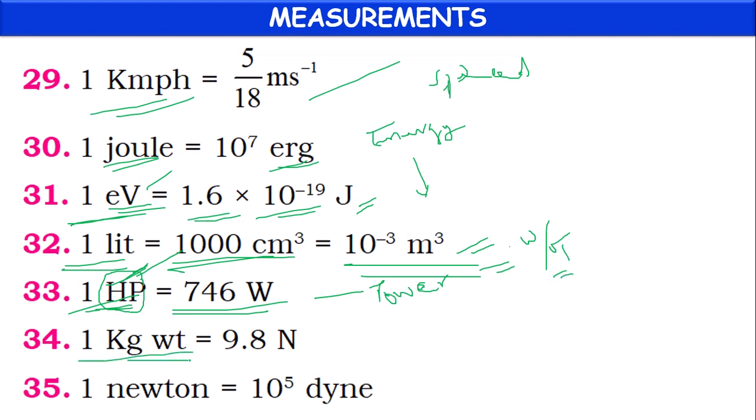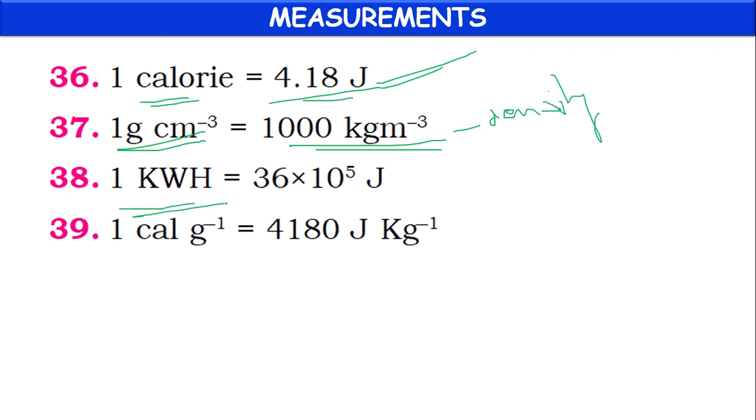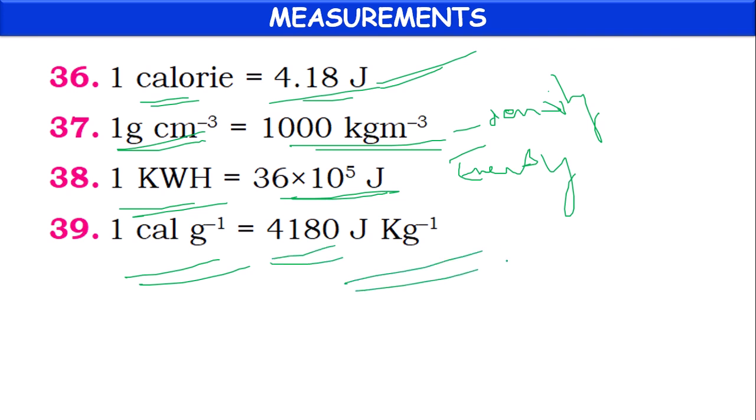1 kg weight, 9.8 newtons. Units of force. 1 newton, 10 power 5 dynes. 1 calorie, 4.18 joules. Energy units. 1 gram per centimeter cube, 1000 kg per meter cube. Units of density. 1 kilowatt hour, 36 into 10 power 5 joules, units of energy. 1 calorie per gram, 4180 joule per kg.